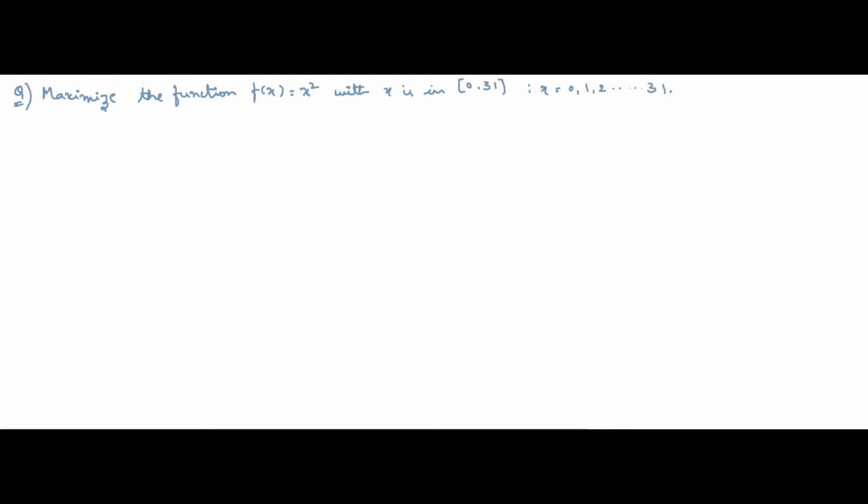According to the formula, we need to find the initial population. So let me go ahead with the initial population and write the same thing here. What is the initial population? I need to take any of the values from 0 to 31. So let me take some values.